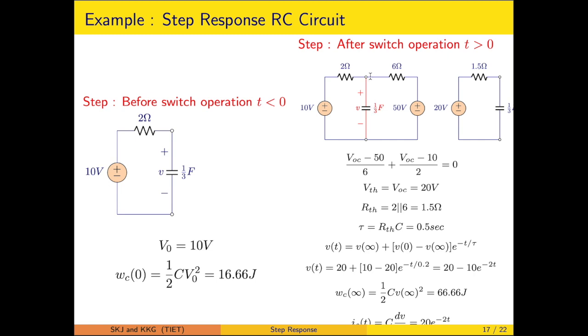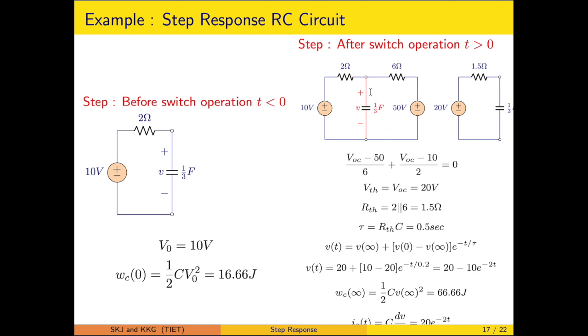So when we apply the nodal equation here, the expression will be like (VOC minus 50) divided by 6, so that will be the direction of current, plus (VOC minus 10) upon 2 is equal to 0. So in that way we will be able to get the value of VOC as 20 volt.